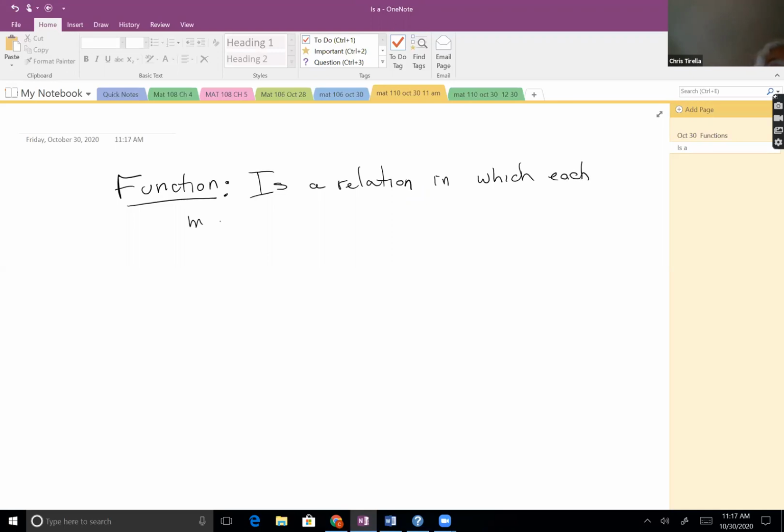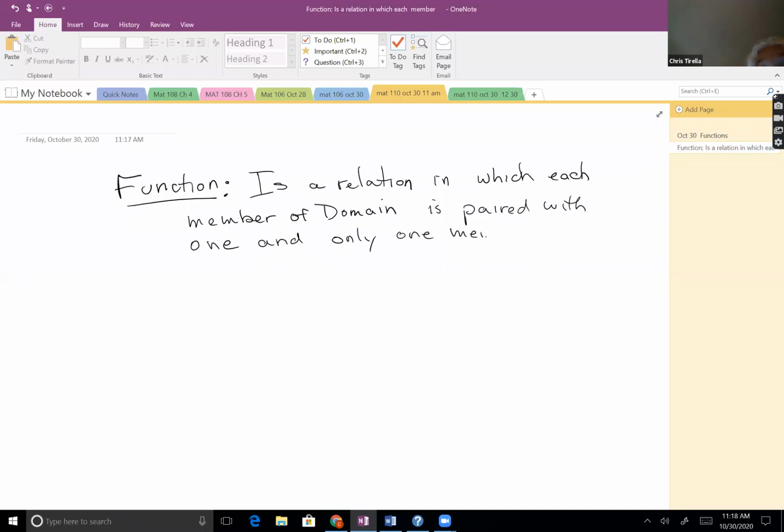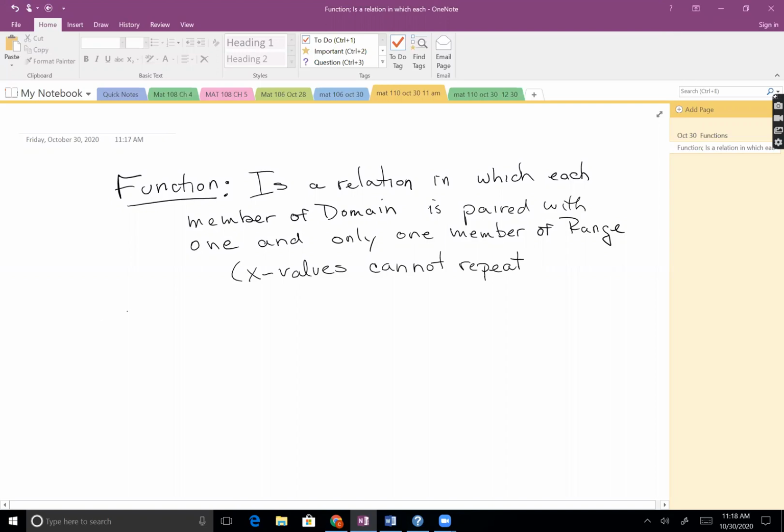It's a relation in which each member of the domain, each first member, each x value, is paired with one and only one member of the range. So each x value has only one distinct y value. I know some people look at it as if we're saying that the x values cannot repeat.